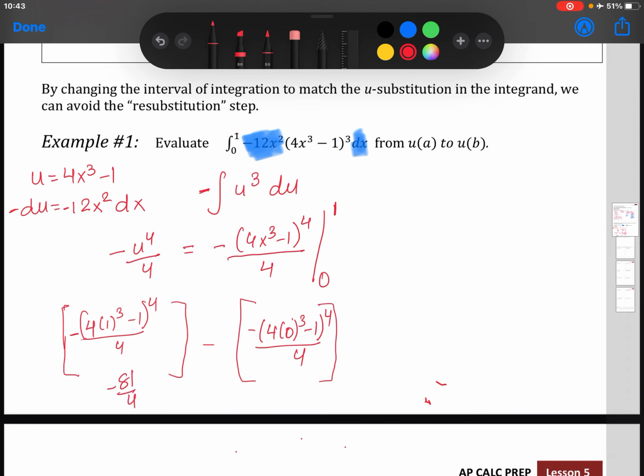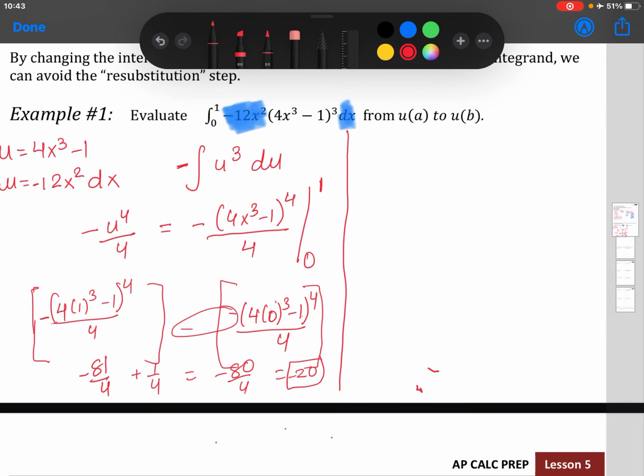And here that would be 0 cubed is 0, and 4 times 0 is 0. Negative 1 to the fourth power is positive 1/4, but you have two negatives here, so it'll become positive 1/4, which is negative 80 over 4, which is negative 20. So that's how you found it, right? So that was one method, one way of doing it. I just want to show it to you the other way.